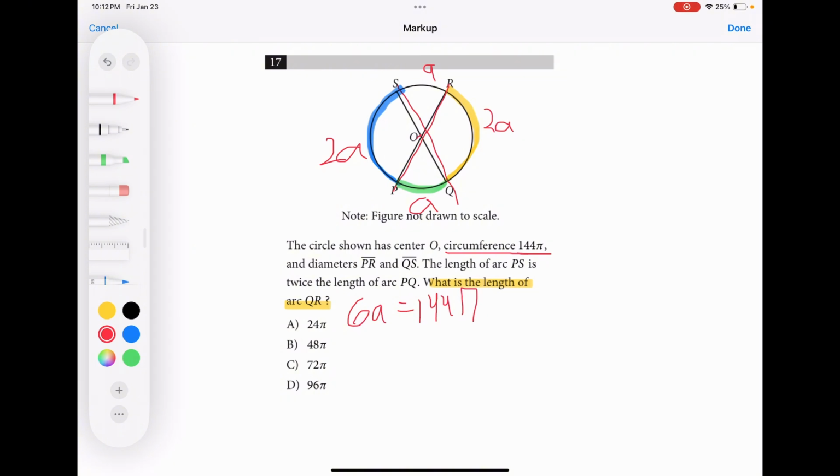So what we need to do in this case is solve for A to get our arc length PQ and SR, and then we can use that to find arc length RQ. So divide by 6 on both sides. So 144 divided by 6, that is 24 pi. So A is 24 pi, so 2A has to be 48 pi. So that is QR, so our answer choice is B.